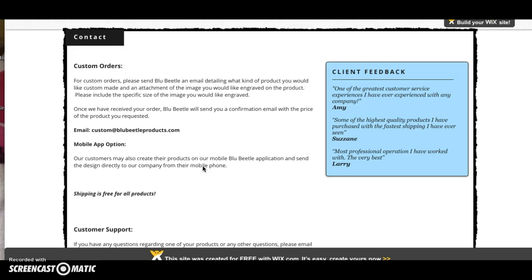But we do also have a custom orders page. So if one of our clients wants to create a custom product or have one of our products custom created for them specifically with, let's say, an etching on the back, they can send us an email at custom@bluebeetleproducts.com, and there they can detail exactly what they want on which product and where they want it, and we can have the order custom made for them and shipped to them directly.